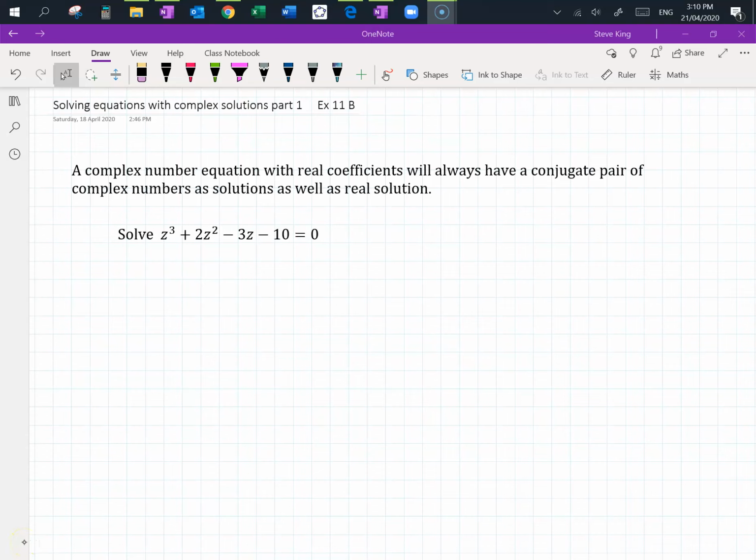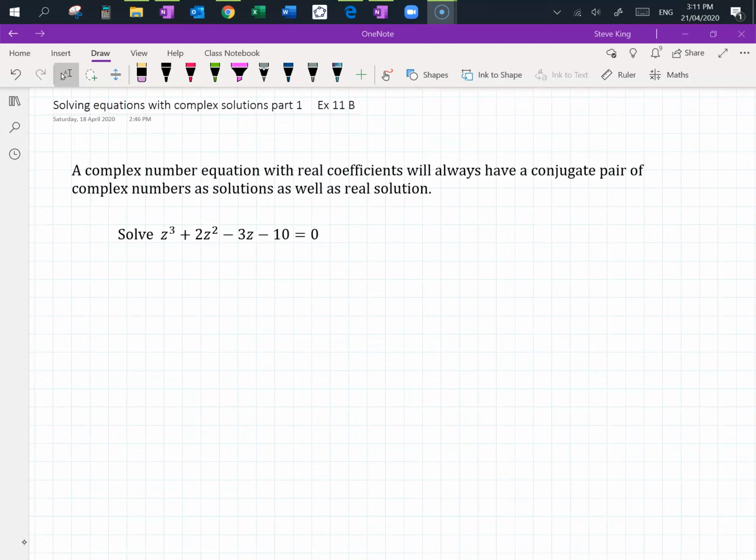Hi, in this video we're going to do some more work on equations involving complex numbers and complex solutions. As we've said in previous videos, when we have a complex number as a solution to an equation, we expect to see a conjugate pair of solutions, provided that the coefficients of the equation are real numbers. So let's take a look at this problem here.